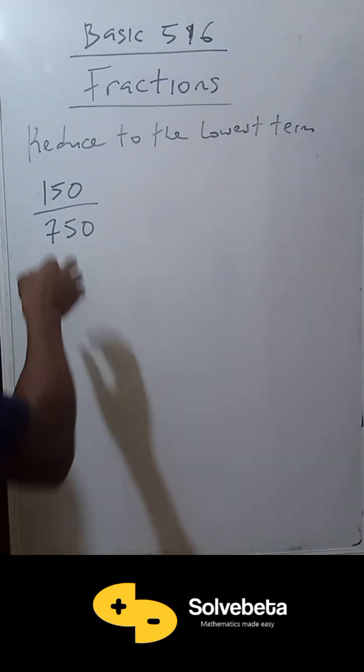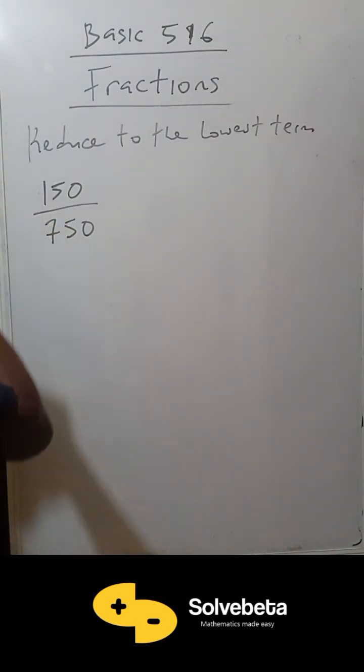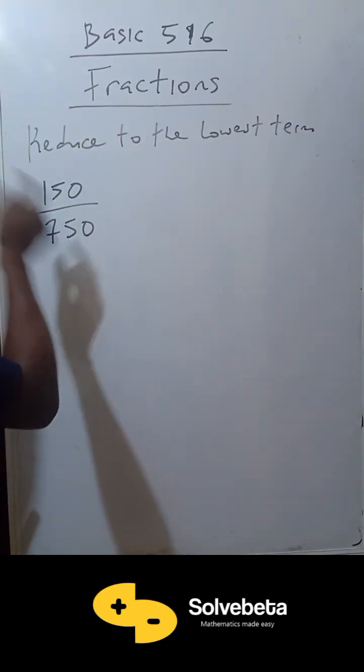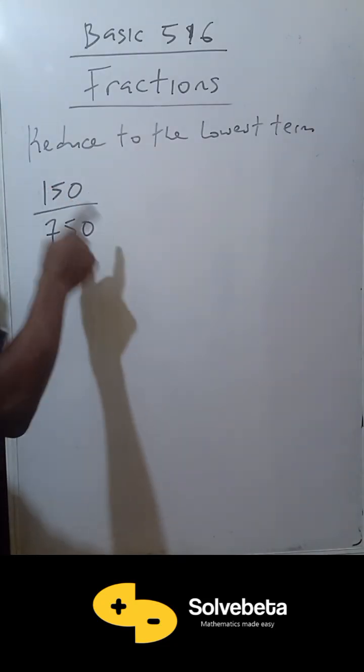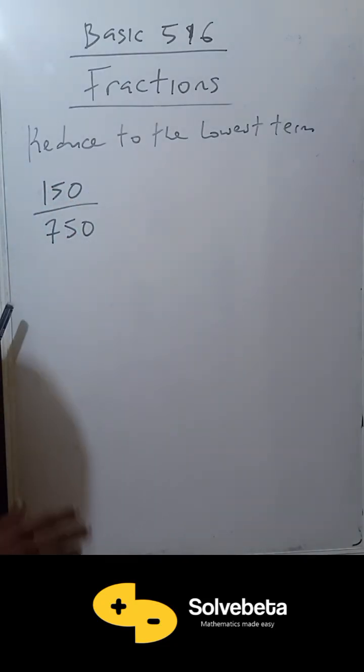Look for a number that can divide both the numerator and the denominator. Now, 10 can divide both numerator and denominator. Why do I know that 10 can divide it? Because of this 0 and 0.